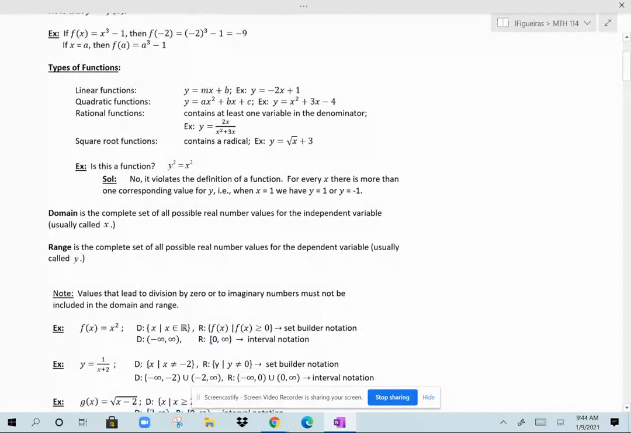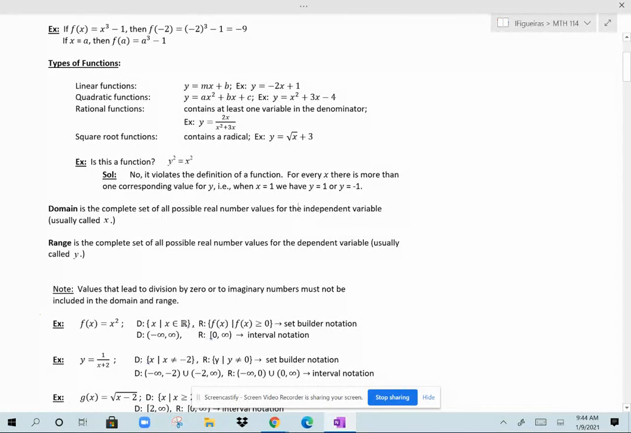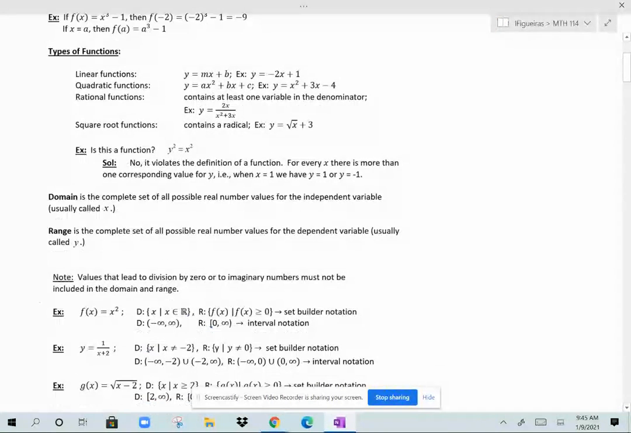Functions have domain and range. The domain is the set of all possible real number values for the independent variable, and the range is the complete set of all possible real number values for the dependent variable. When we're considering domain and range, we want to make sure that we are avoiding numbers that give us an imaginary number result or that result in division by 0, because that is undefined.